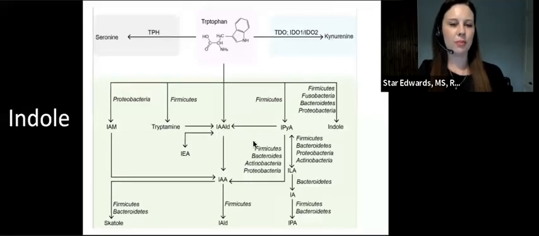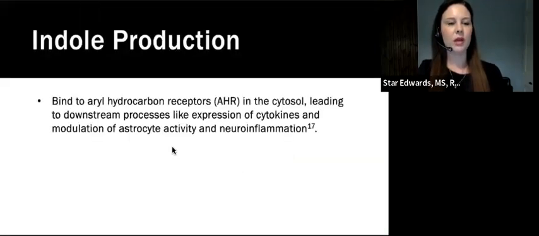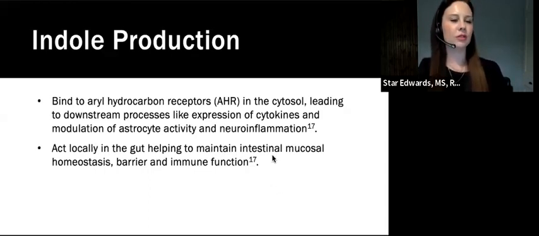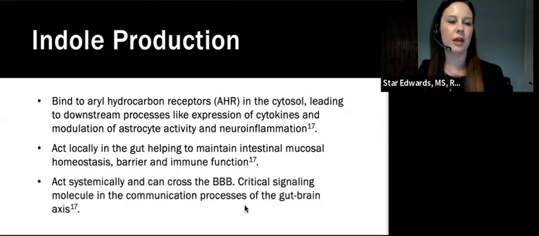This is the same 3 pathways, but here we see some of the bacteria that are involved in the production of indoles from tryptophan. Indoles are strong communicators with the gut-brain axis, and they bind to aryl hydrocarbon receptors in the cytosol, leading to downstream processes like expression of cytokines and modulation of astrocyte activity and neuroinflammation. They act locally in the gut, helping to maintain intestinal mucosal homeostasis, barrier, and immune function, and they act systemically and can cross the blood-brain barrier. They're critical signaling molecules in the communication process of the gut-brain axis.